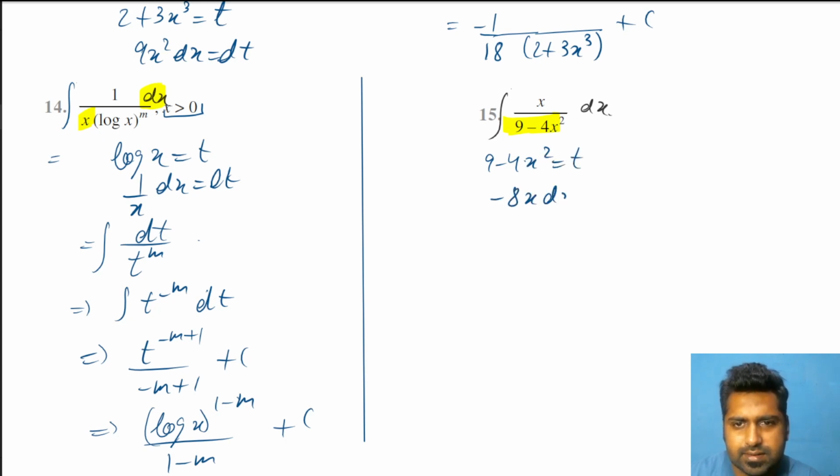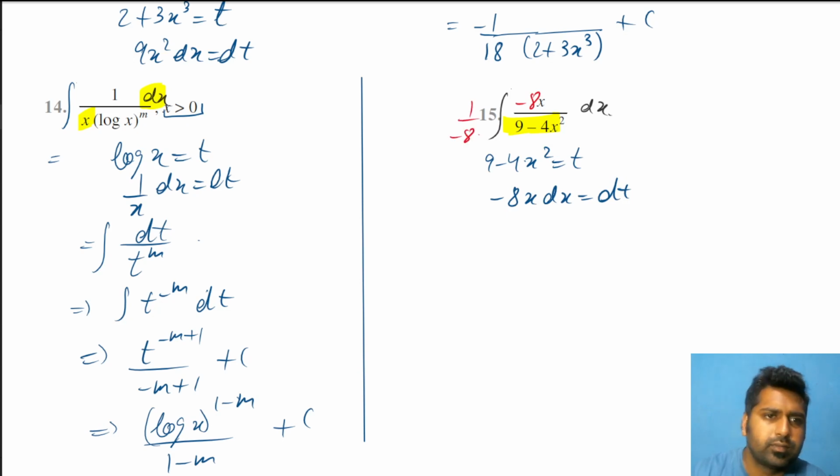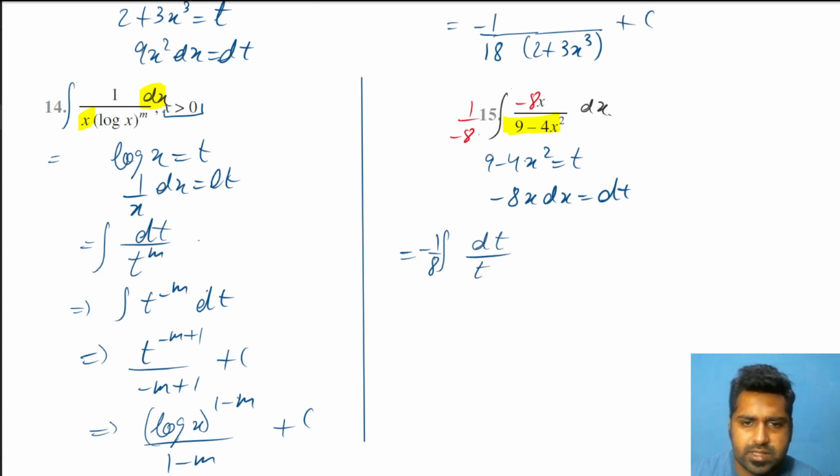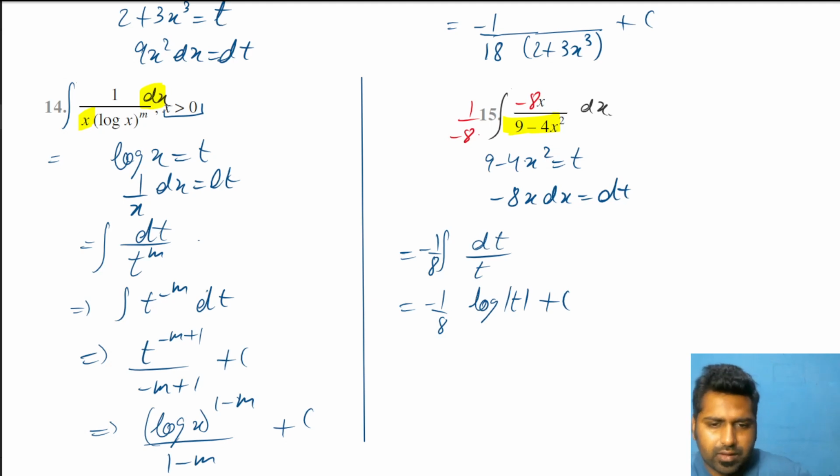Minus 8x dx is dt. Minus 8 is not here. Fine, we'll provide it. We'll multiply by minus 8, we'll also put minus 8 here. So the integration will look like minus 1 by 8, numerator becomes dt, denominator becomes t. I think rest is simple. Minus 1 by 8 log mod t plus c. Put the value of t. Now I'm not putting, we have done plentiful questions. You know you have to leave the answer in t. I've done the integration part now. You can do the rest.